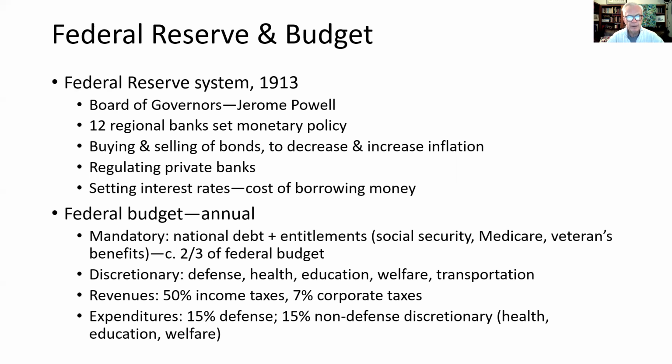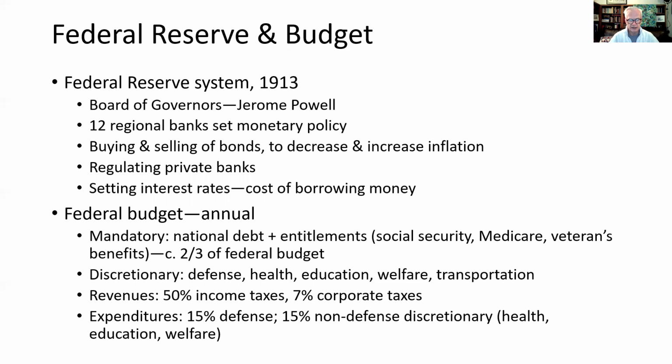The Federal Reserve is made up of 12 regional banks. They're around various places: Philadelphia, Kansas City, San Francisco, Denver, New York, et cetera. And what these banks do is they control the amount of money in circulation in the economy. Basically, what they do is they buy and sell bonds to decrease or increase inflation. They also regulate the operations of private banks in the United States. Things like Citibank or Chase or whatever fall under the control of the Federal Reserve System, which determines certain policies about them. The Federal Reserve also sets interest rates.